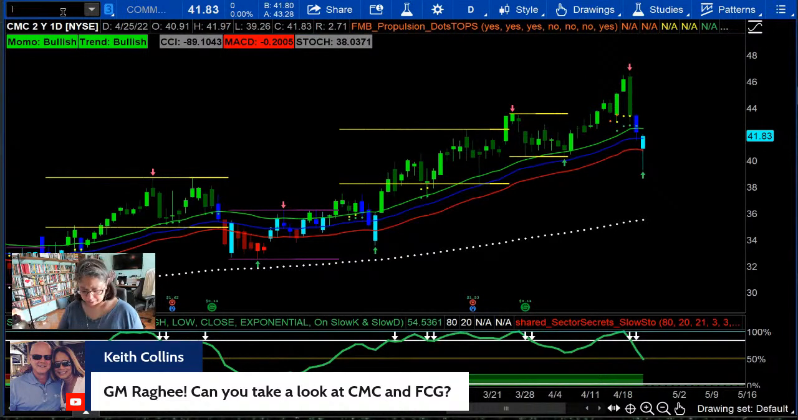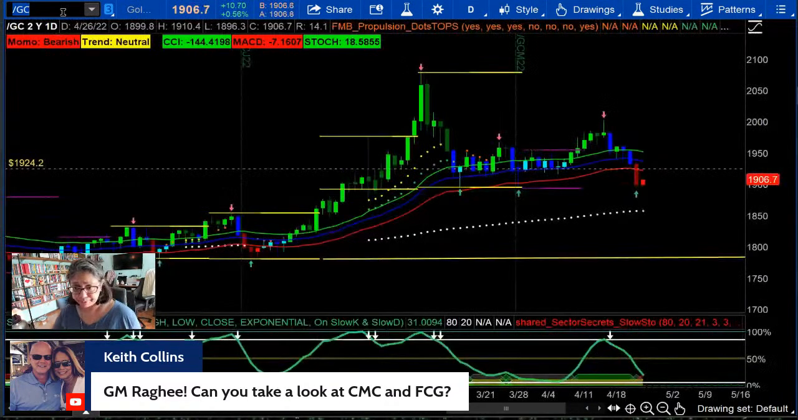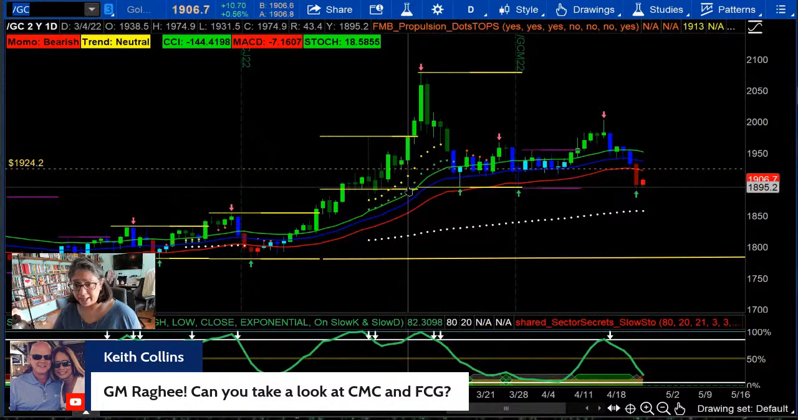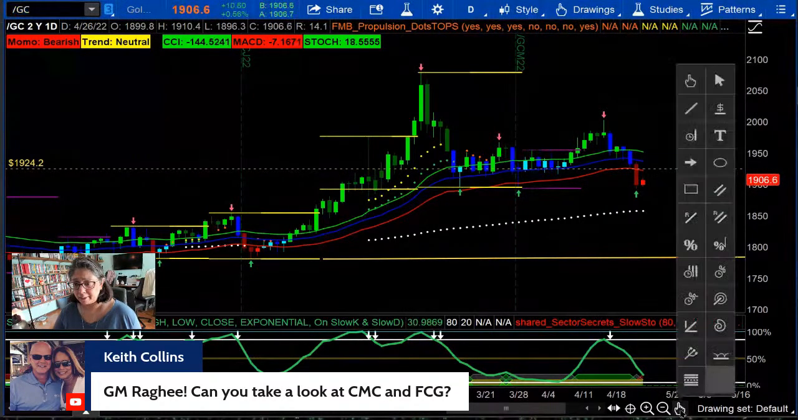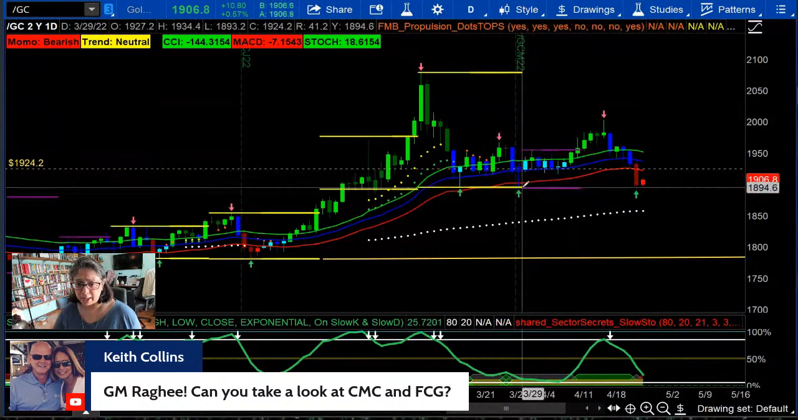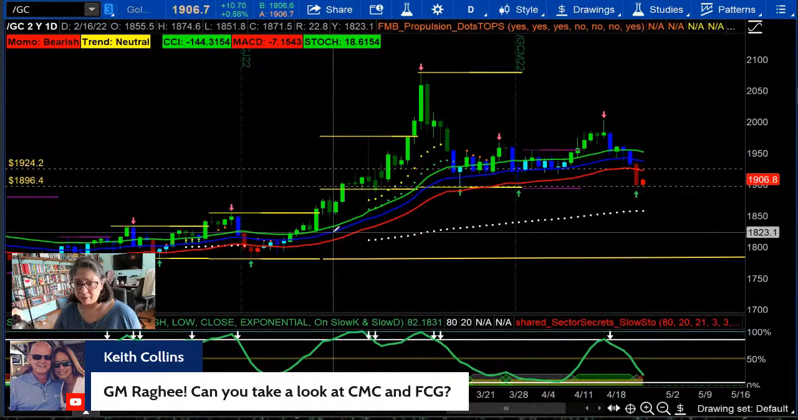Now, gold is one of those markets I do like, but it's not a trend. It has gone down to test, as you can see here. This is great. I mean, look at this. Look at that Darvis right at work.